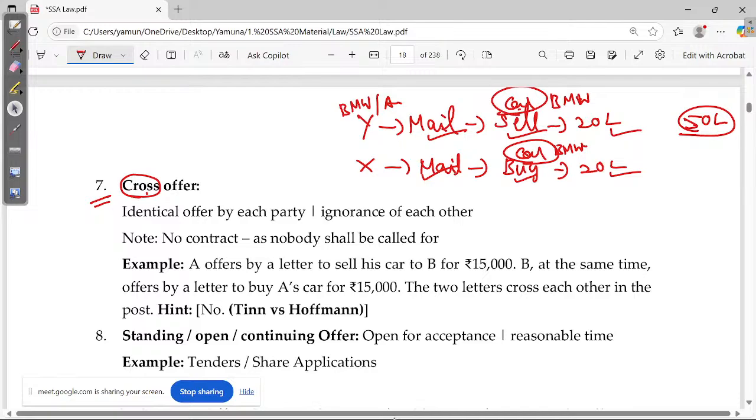You're all law students; you should think about this logically. Same wavelength: I thought I could buy the BMW car you have for 20 lakhs, and you are also willing to sell. Immediately we'll process it. But law says this is not a contract.